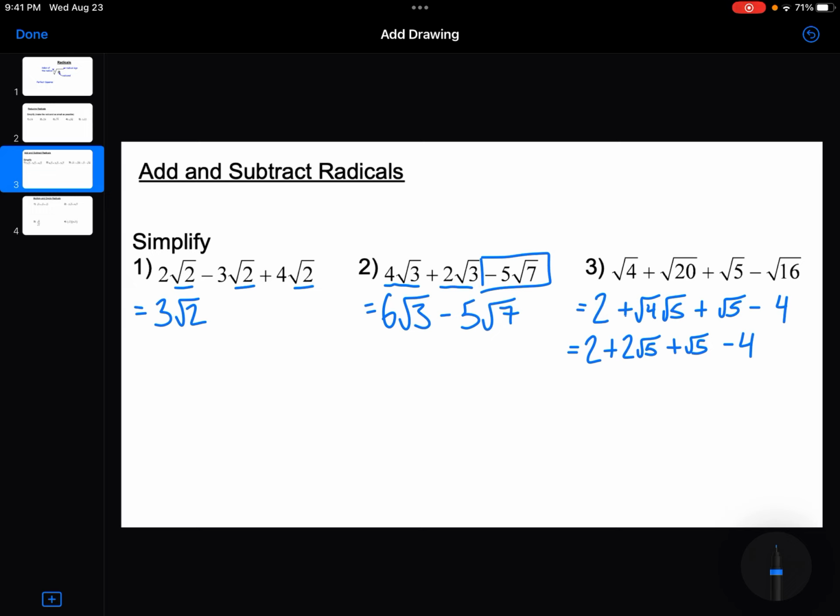Now I know I could have put my 2 and my negative 4 together at the start, but I was just doing this to get all of the steps together. So 2 root 5 plus root 5 is going to give me 3 root 5, and then 2 minus 4 is minus 2. If I wrote this as negative 2 plus 3 root 5, that's also correct. Both of these answers are the exact same thing. 3 minus 2 or 2 minus 3 would give me the same thing, just as 3 root 5 minus 2 or negative 2 plus 3 root 5 give me the same thing.